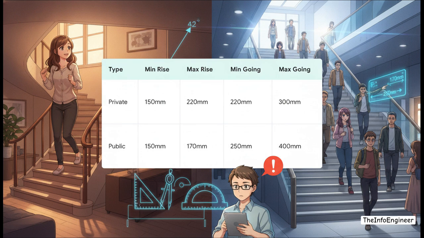But then look at general access or public stairs. The absolute maximum rise drops to 170 millimeters, and the minimum going extends out to 250 millimeters. The code strictly demands shallower, wider steps for public buildings to protect users who are totally unfamiliar with the space or who might be navigating in heavy crowds. As an estimator, knowing these code limits is a superpower. It means you can immediately flag a design that specifies, say, a 200-millimeter riser in a public commercial space well before you ever start pricing it.